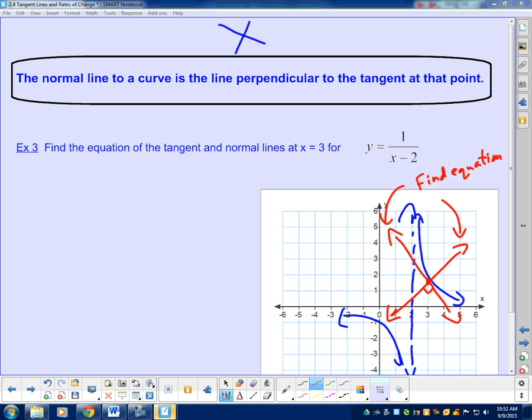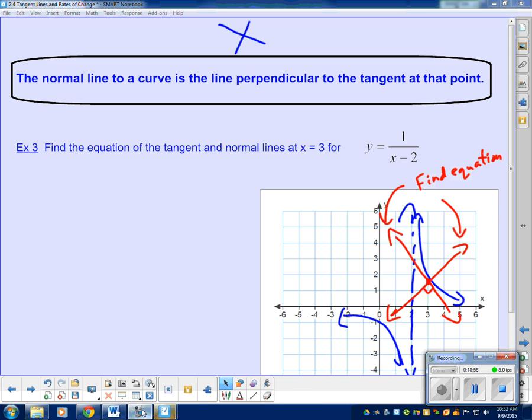Give you a couple minutes to draw that picture and to understand what we're being asked to do. Let's go ahead and find the equation of the 2 lines. Our answers will be 2 separate equations.